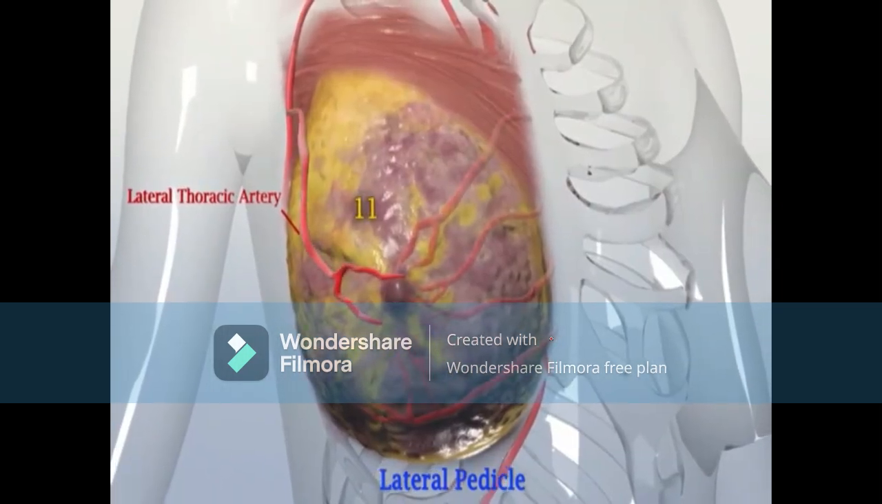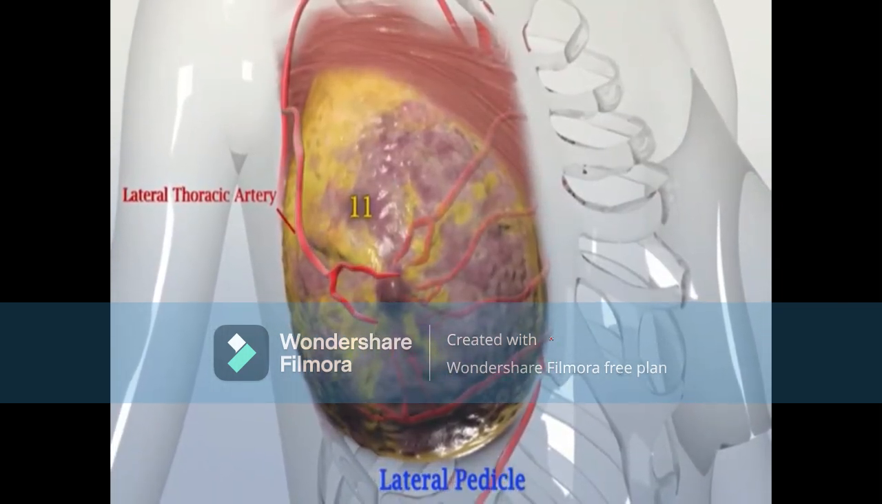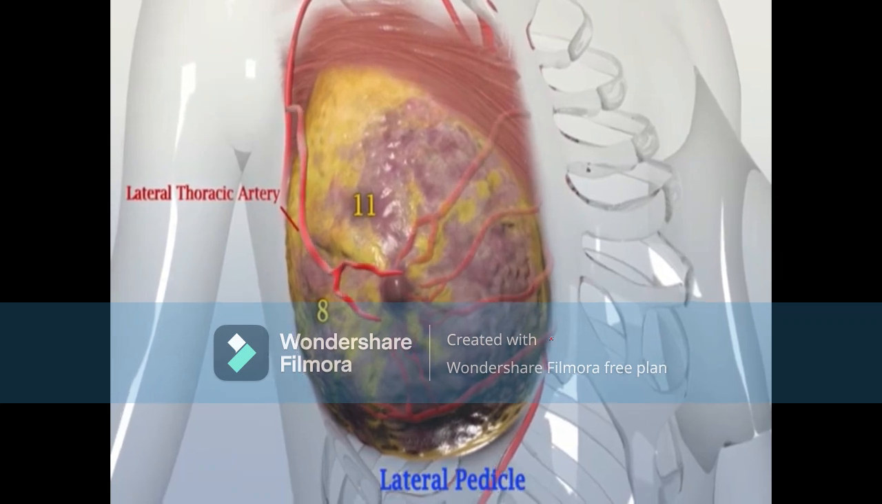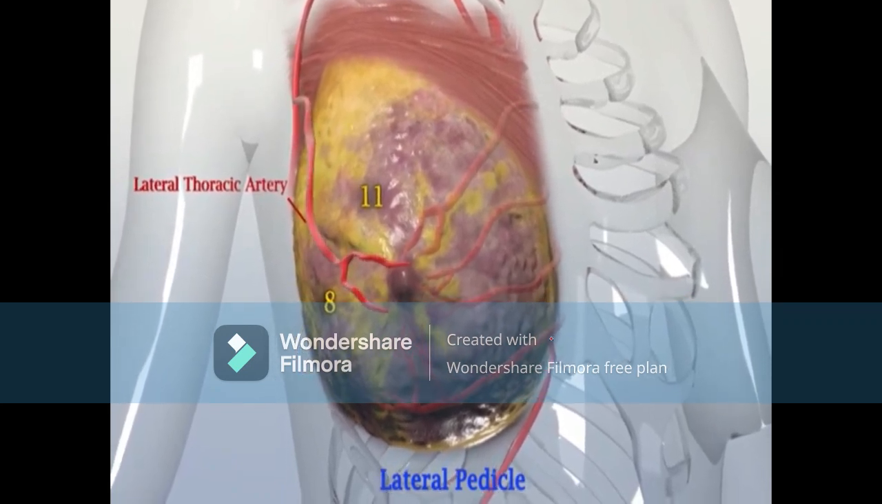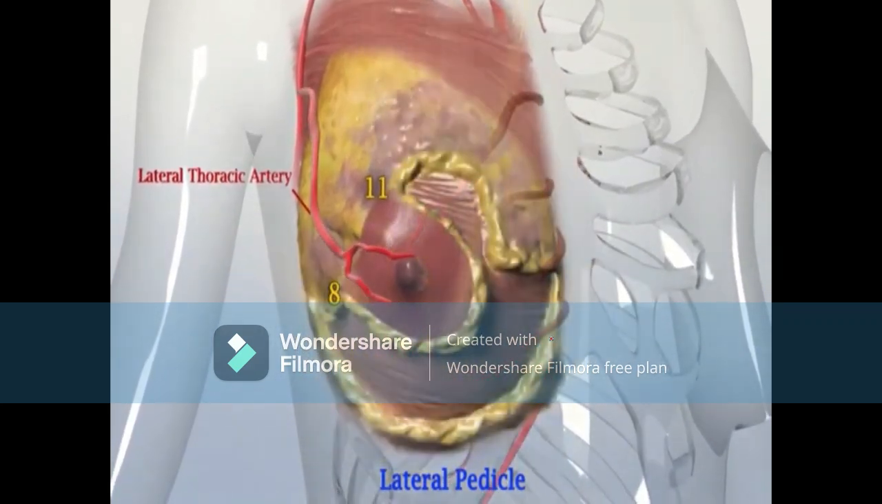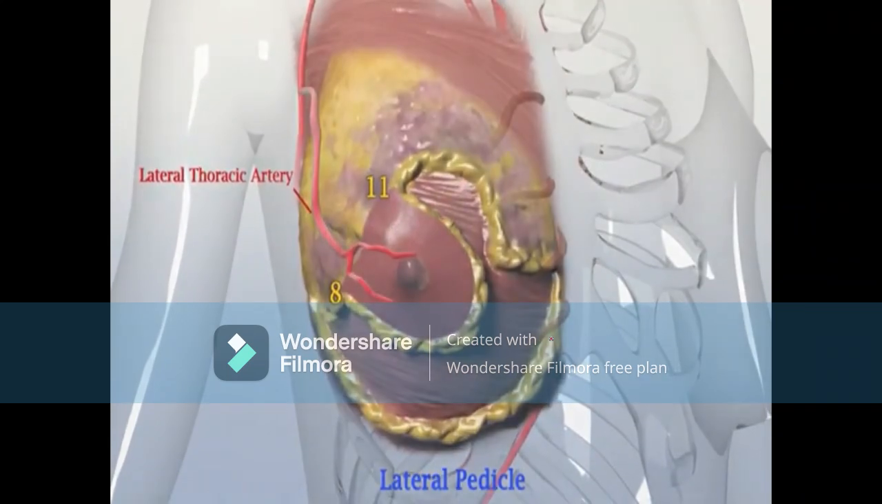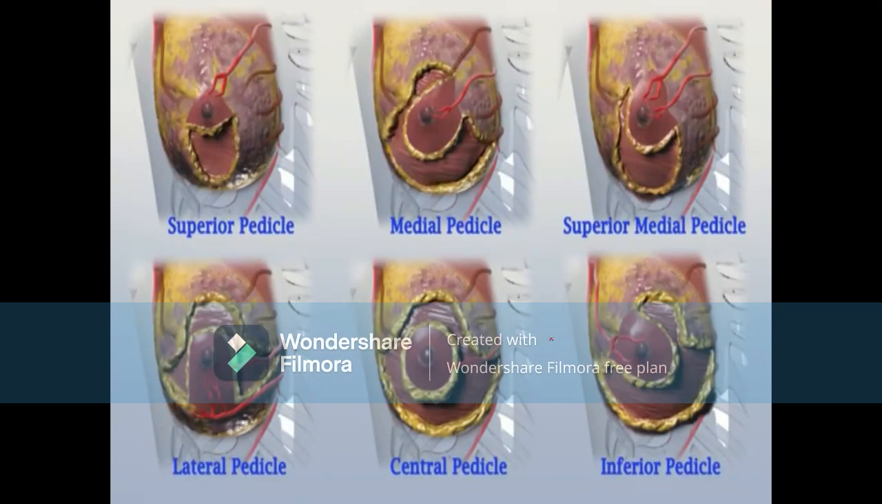The thoracoacromial artery, of course, is near the pectoralis minor, followed by the lateral thoracic artery. The lateral thoracic artery supplies the lateral part of the breast. Then the internal mammary artery supplies mainly the medial part of the breast.